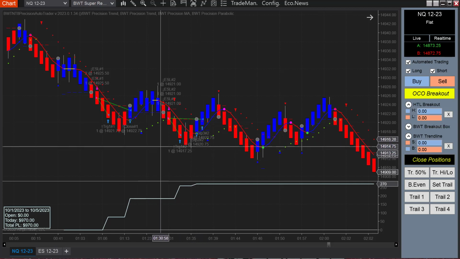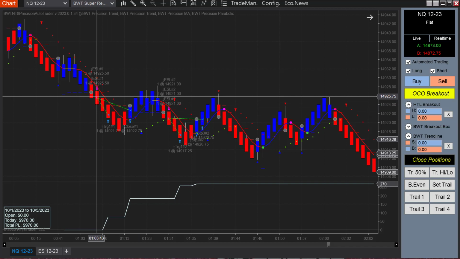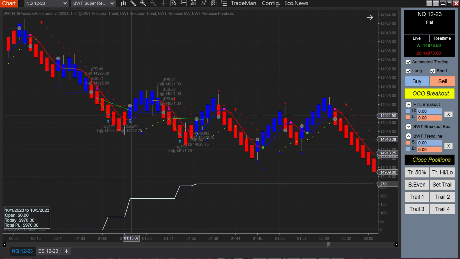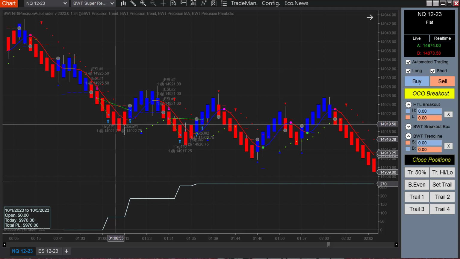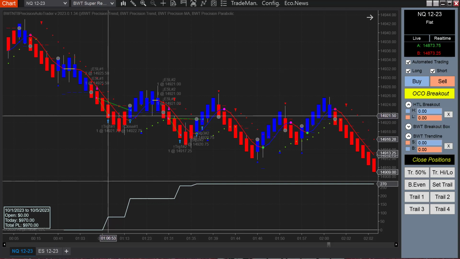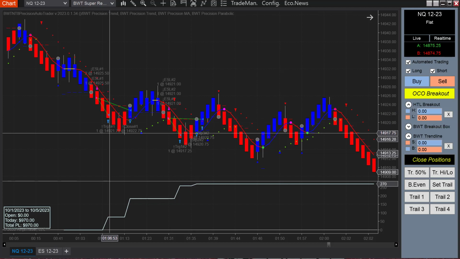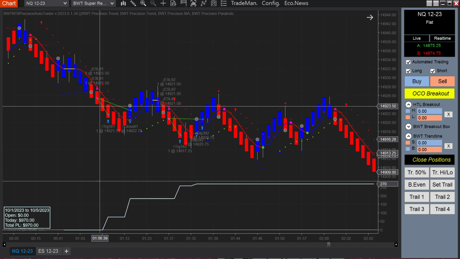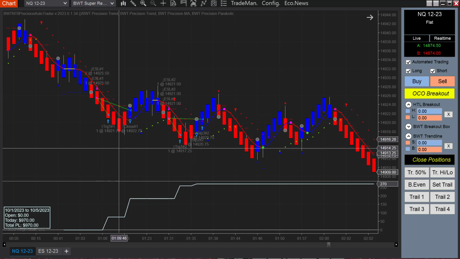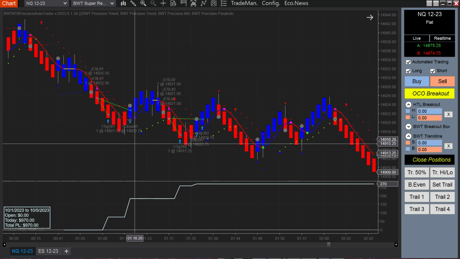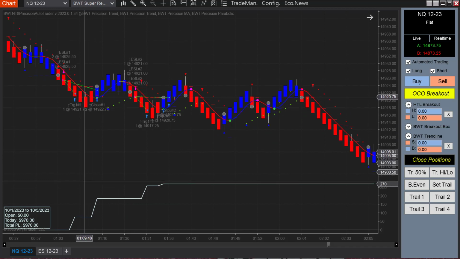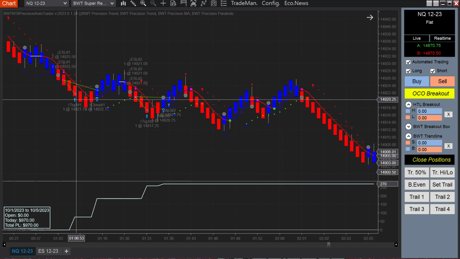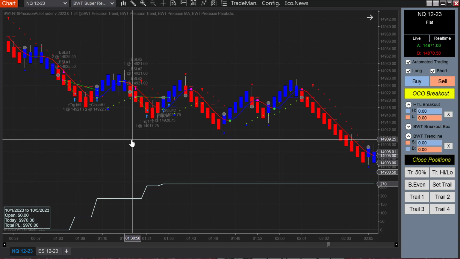So another thing that you could try on this is instead of having a runner, you could have a fixed target. So 15 and 17 or 18 or 20 ticks. This was 21.75 and it went as low as 17.75. So this could have easily been a 20 tick target and you would have been hit. So if you want more of a scalping type of strategy, you could have the third target equal to the first or a couple ticks more.